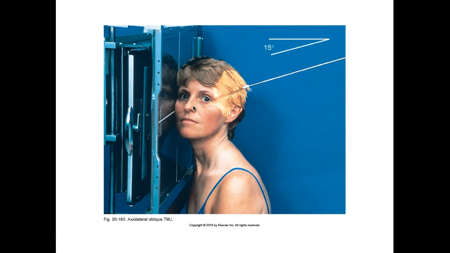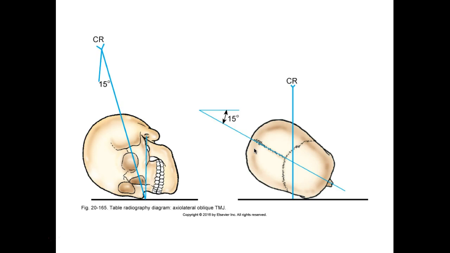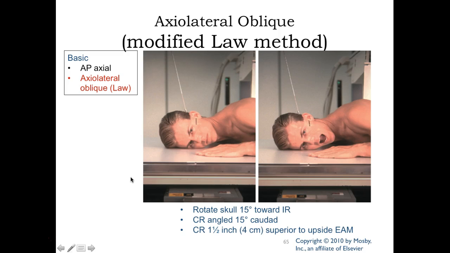So we're going to do a 15 degree angle, and you're going to angle 15 degrees with the MSP towards the image receptor. So here we're going to do 15 degree angle with 15 degree MSP towards the board. So here's another picture. You can see we've got your rotate skull 15 degrees towards IR, and then you're going to angle 15 degrees caudad, and then you're going to take your CR and it's going to go 1.5 inches superior to the upside EAM.